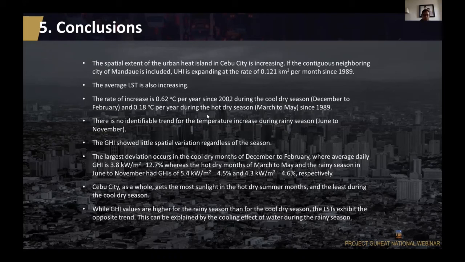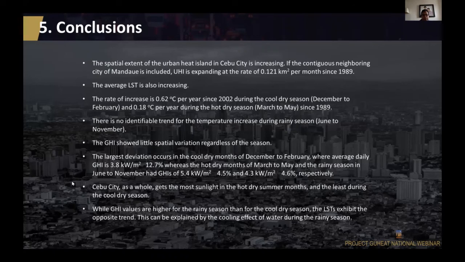As I have mentioned before, the rate of increase in summer months is smaller compared to the rate of increase for cool dry season. There is no identifiable trend for temperature increase during rainy season. As I have mentioned, this is because of the presence of water during rainy season. Evaporation is a cooling process. The GHI showed little spatial variation regardless of the season.